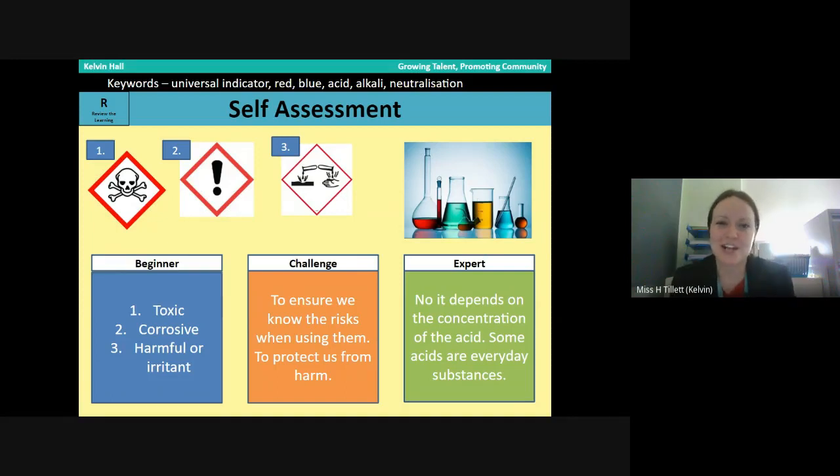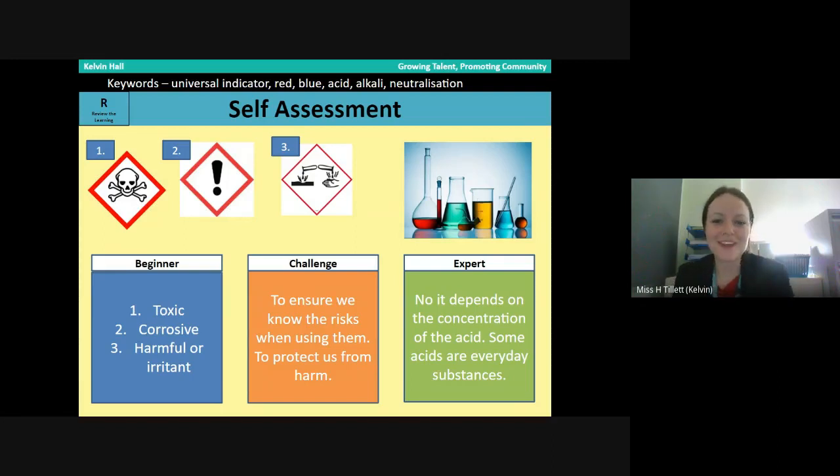So my challenge question asks you, why do we need these hazard symbols? We need these hazard symbols to ensure we know the risks, to ensure we know what we are using and how dangerous they are and how to protect ourselves. So it gives us an indication of how we can make sure we don't get into harm when using chemicals.